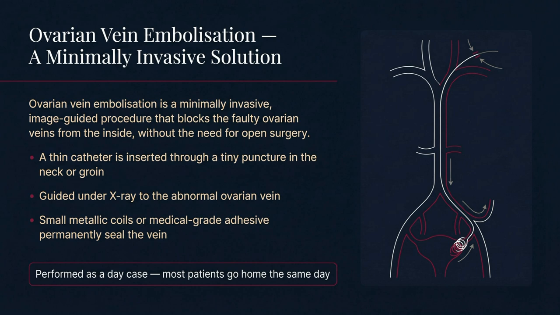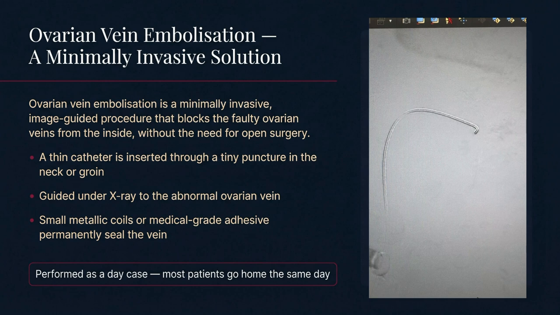If a decision to proceed with embolisation is reached, then the procedure is a fairly minimally invasive procedure. It involves coming into hospital. A thin tube is put into the groin through a small little nick in the skin, and the tube is advanced into the ovarian vein, and metallic coils are then placed into the vein to seal it shut.